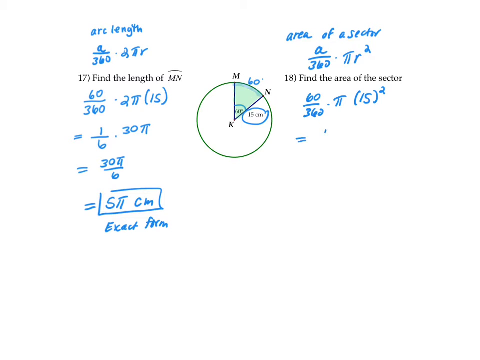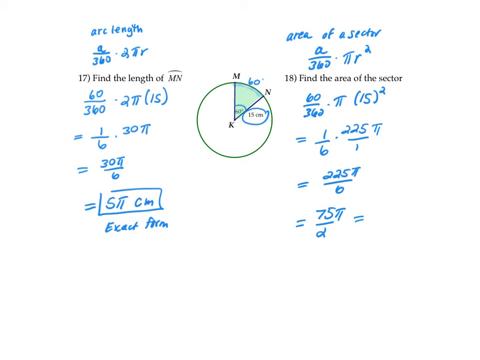60 over 360 is 1/6. 15 squared is 225 pi. Now, this one doesn't simplify as nicely as the last one did. We have 225 pi over 6. And while we can reduce it a little bit, we can divide by 3 in the numerator and denominator. It's still going to give us 75 pi over 2.